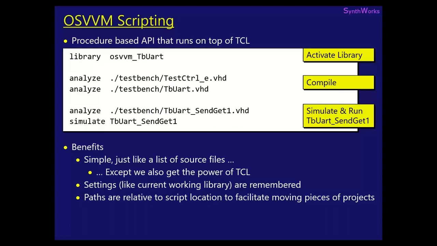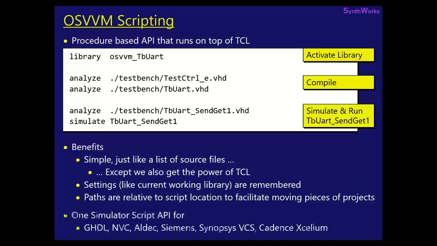Paths. Paths are the big problem with Tcl. Paths in OSVVM scripting are all relative to where the script is at. So we call the script, and then any path in here is relative to the script. We co-locate our scripts near our source code with a path relative to our source code, making all the ugliness of Tcl go away. And we use one simulator scripting API for GHDL, a free simulator, NVC, another free simulator, both pretty decent simulators, ALDEC Active-HDL and Riviera-PRO, Siemens Questa and ModelSim, Synopsys VCS, and Cadence Xcelium.